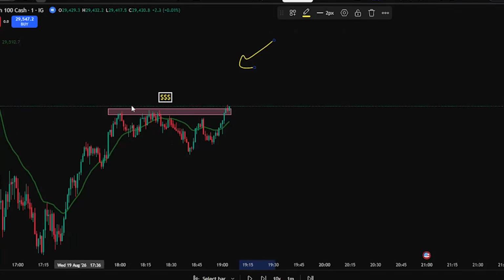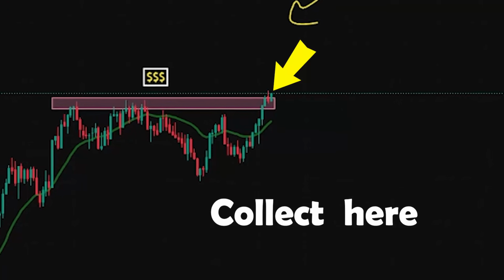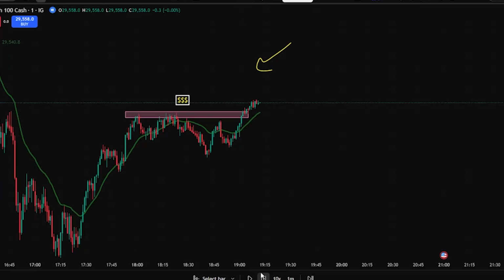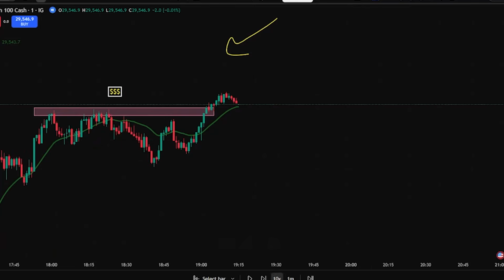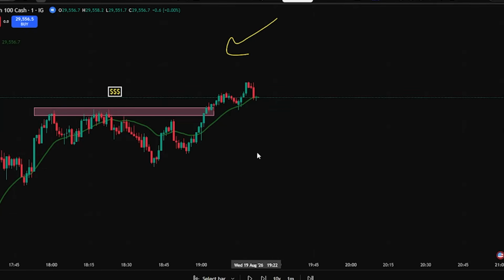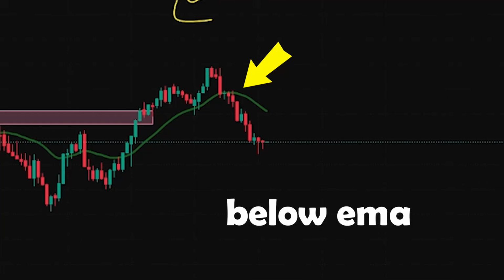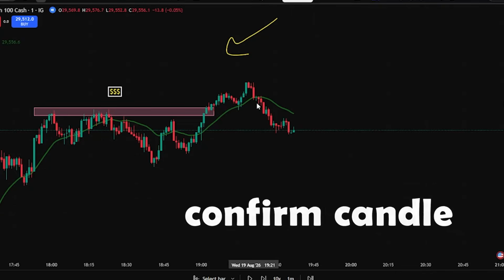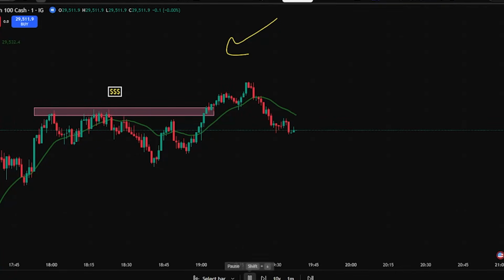Now the price comes above the ceiling and sweeps the liquidity, but instead of continuing the move, it quickly goes back down again. We are not entering the trade here yet. We are waiting for the price to return below EMA 21 and the confirmation candle to close. Now our entry is here.